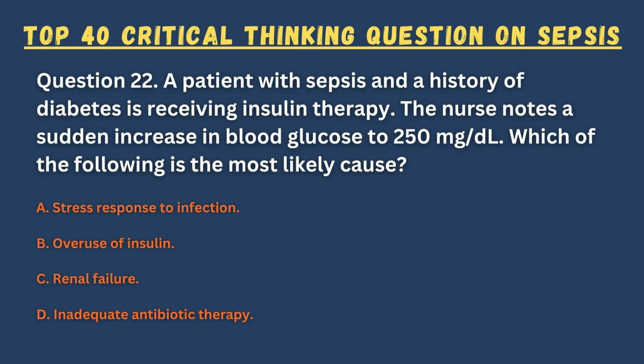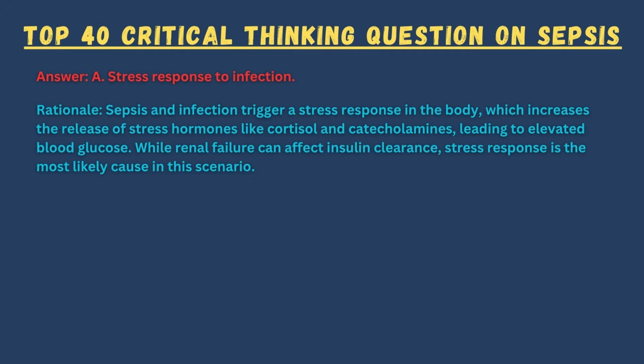Question 22. A patient with sepsis and a history of diabetes is receiving insulin therapy. The nurse notes a sudden increase in blood glucose to 250 milligrams per deciliter. Which of the following is the most likely cause? A. Stress response to infection. B. Overuse of insulin. C. Renal failure. D. Inadequate antibiotic therapy. Answer: A. Stress response to infection.